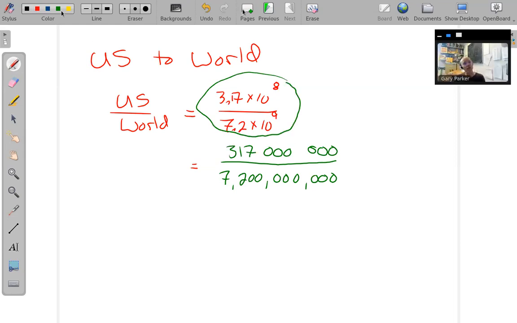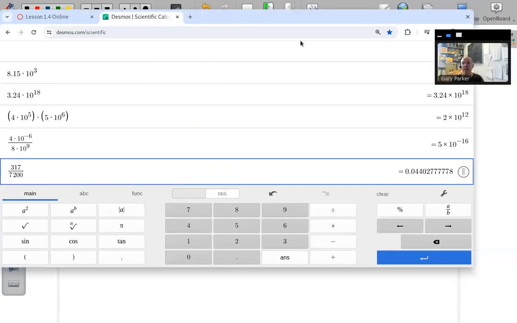This one's fun on paper because then I get to cross stuff out, which I love, like divide by 1,000 top and bottom, divide by 1,000 top and bottom again, or you could have divided by a million top and bottom, which would do that. So then on my calculator, I could say, okay, what's 317 divided by 7,200? And that would be that comparison. Let's see what it is on a calculator. 317 divided by 7,200. My calculator says that that is 0.044.